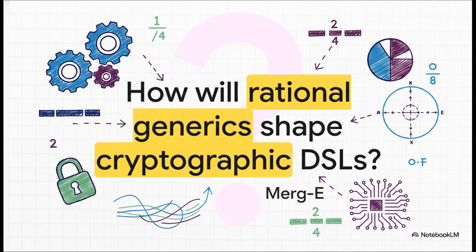Which brings us to a final thought to leave you with today. How will rational length generics ultimately shape the underlying mechanics of cryptographic domain-specific languages? As languages like Merg-E evolve their foundational numeric types, it opens up some really interesting possibilities for how we efficiently structure cryptographic data right at the compiler level. Definitely something to chew on as you explore systems architecture.